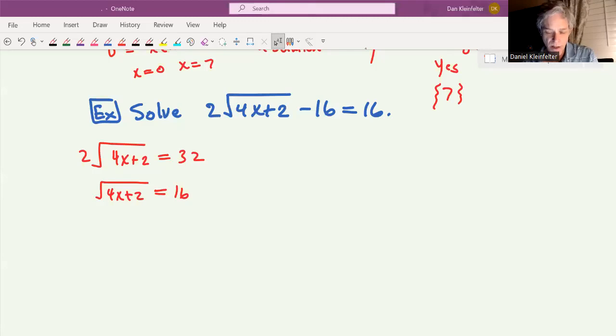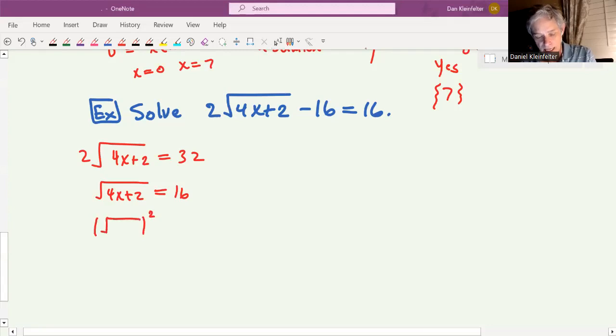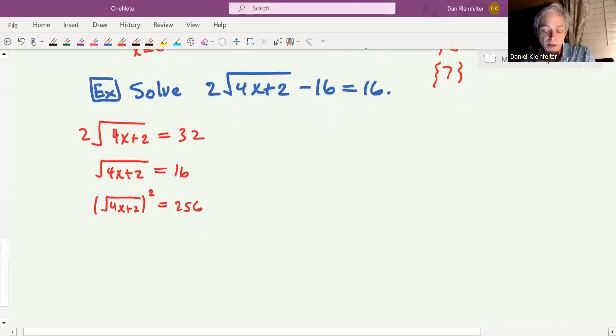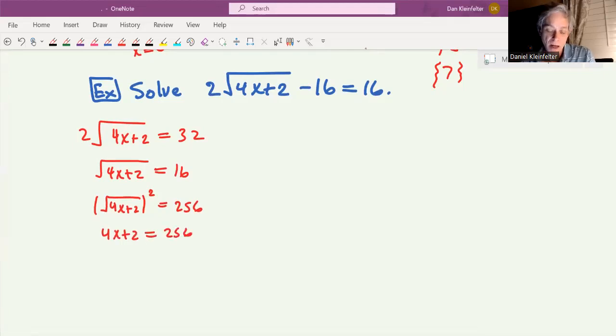All right, so I started while you were working. The first thing I did was add 16 to both sides, and then I divided by 2. So I have the square root of 4x plus 2 equaling 16. And so we're going to square both sides once again. 16 squared is 256, okay? So this will give us 4x plus 2 on the left side and 256 on the right side. So this will be 4x is equal to 254.